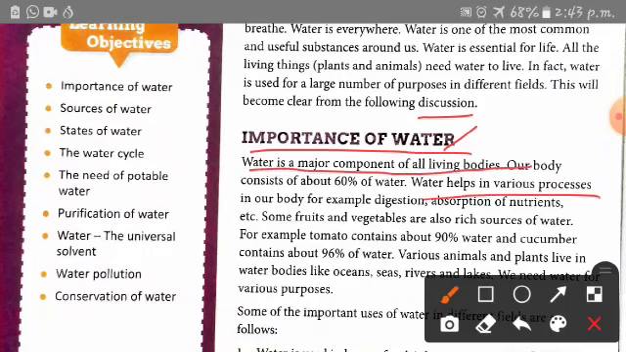Water helps in various processes in our body, for example digestion, absorption of nutrition, etc. Some fruits and vegetables are also rich sources of water because they are made up of 60 or 70% water. Some vegetables and fruits contain 90% water. For example, tomato contains about 90% water and cucumber contains 96% water. So water plays an important role in all fruits and vegetables also.